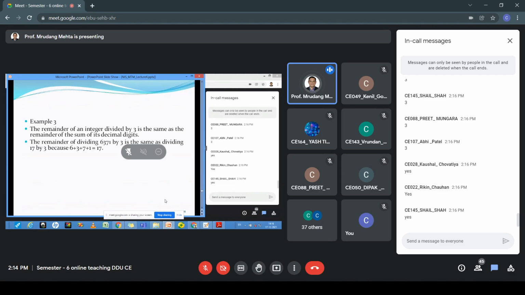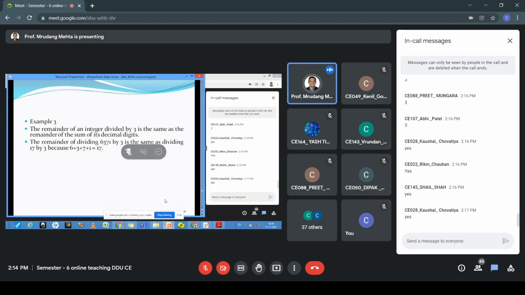Right? So it means that if we have 6371 divided by 3, then it is equivalent to dividing 17 by 3. Why? Because 6 plus 3 plus 7 plus 1 is 17. Understood?